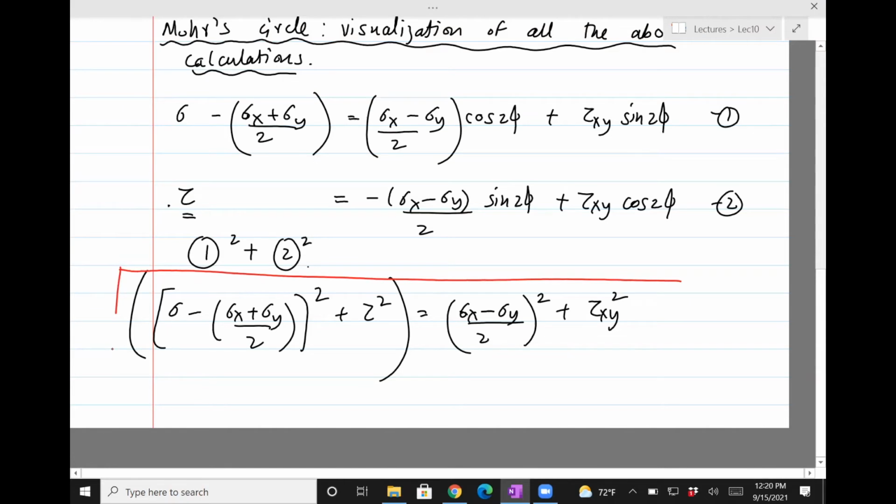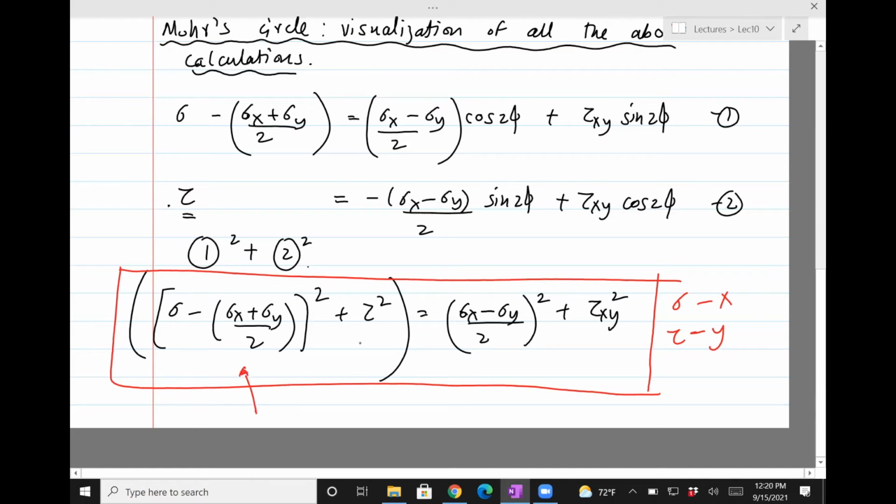Okay. That, by the way, is the equation of a circle, with sigma as the x coordinate and tau as the y coordinate. So that is basically the equation of a circle with center at ((sigma x plus sigma y) divided by 2, 0). This thing here is going to give you the center. The coordinate for the center on the y-axis is going to be 0. And this thing here is the radius squared.